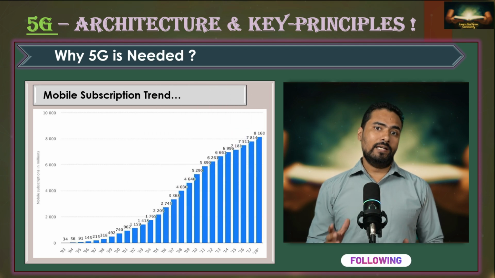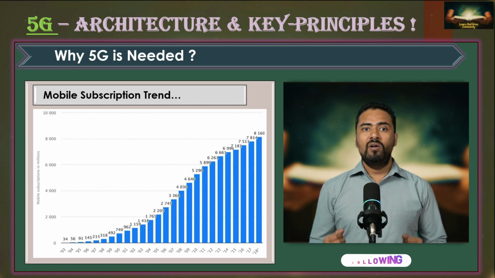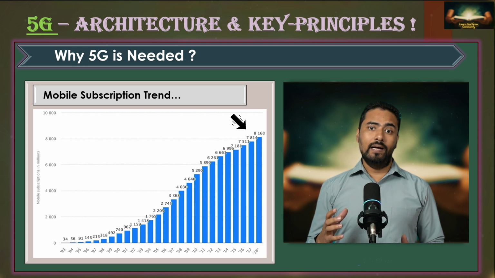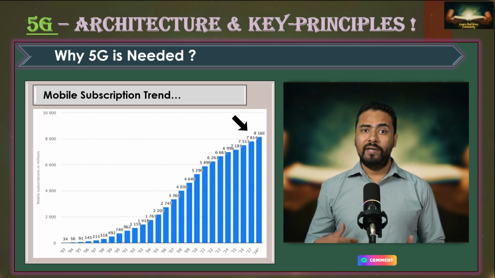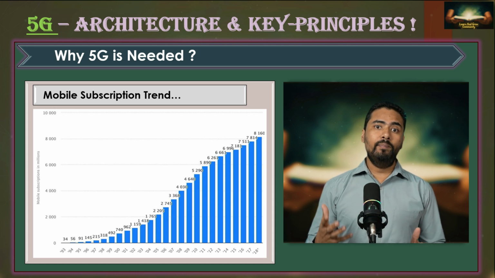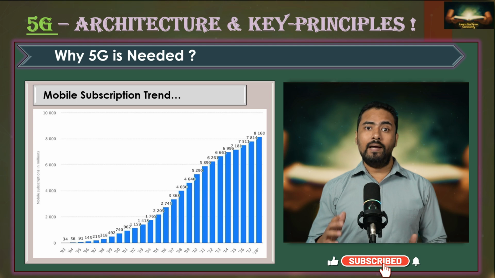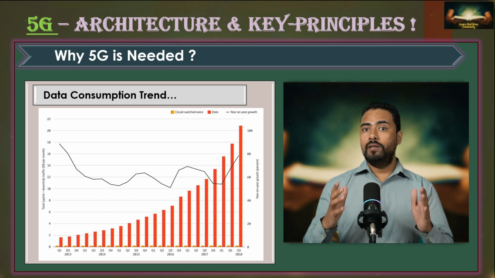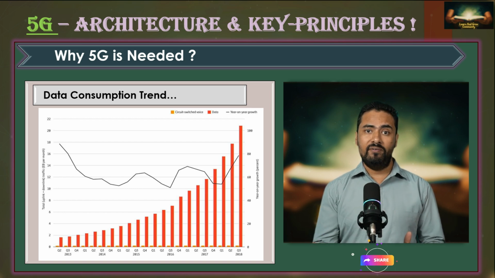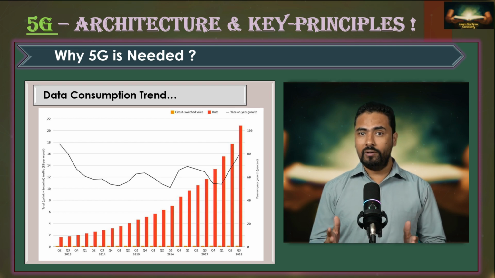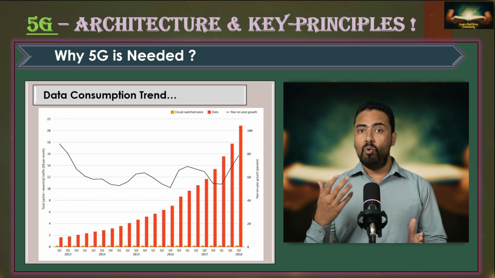To answer this, let's explore some key trends in telecommunications. First, let's consider the number of mobile subscribers. The number of mobile subscribers is increasing rapidly. In 2018, when the global population was 7 billion people, there were already 8 billion mobile subscriptions, and those numbers are growing very fast and continue to increase in 2024 as well. Alongside this growth in subscriptions, the amount of data being consumed by subscribers is also growing very fast. So this creates a strong need for a network that can handle this massive traffic in a more efficient way.